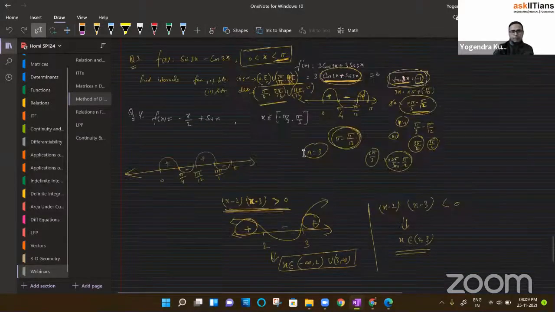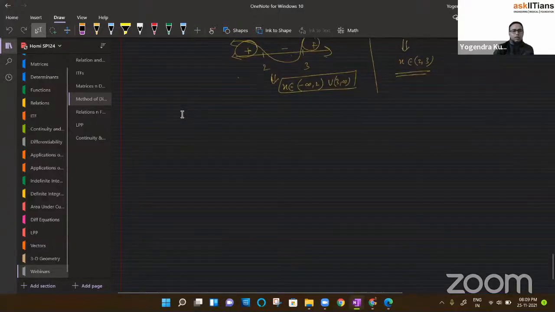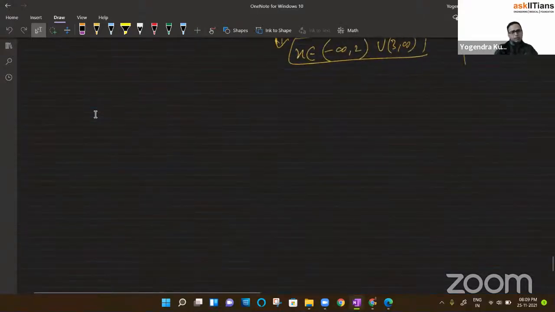Tell me. In this last question, that trigonometric one, I hope everyone understood that. In the option, some different answer was given, but we were getting 2 points where it was becoming 0. So it was positive for 0 to pi by 4, then pi by 4 to 7 pi by 12, and then up to pi, right? Like that. Now let's do maxima, minima. That is also very easy, right?